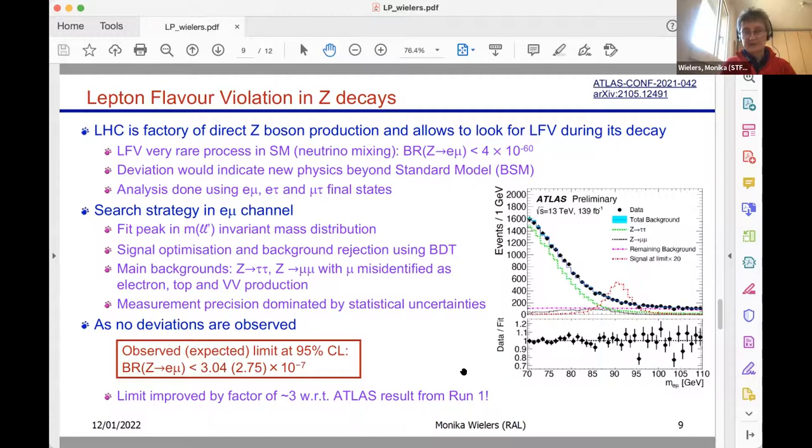So we have looked at final states with an electron and a muon, an electron and a tau, and a muon and a tau. What you do here as a strategy is you look at your dilepton invariant mass spectrum and try to see if around the Z boson mass you can see a small bump. As Peter already showed you on Monday, data and predictions from the standard model agree with each other, which allowed us to put a limit on the branching ratio of Z decaying to eμ, which is less than 3.04 times 10 to the minus 7.